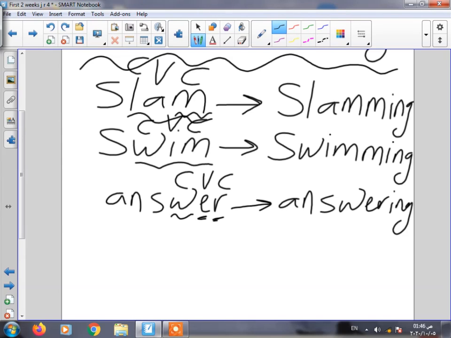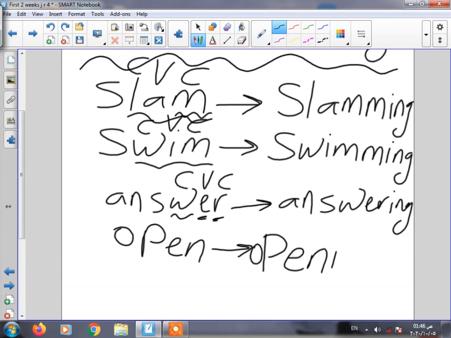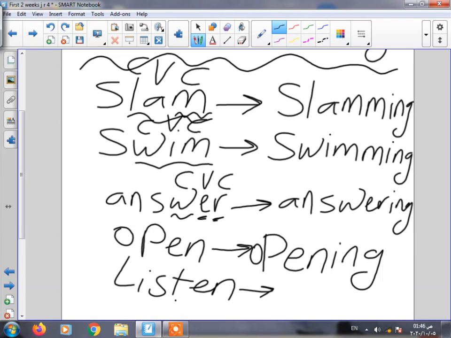The same with the verb open. With this verb I don't double the last letter. I add ing. Opening. And the verb listen. It ends with consonant, vowel, consonant, but I don't double the last letter when I add ing. It will be listening.